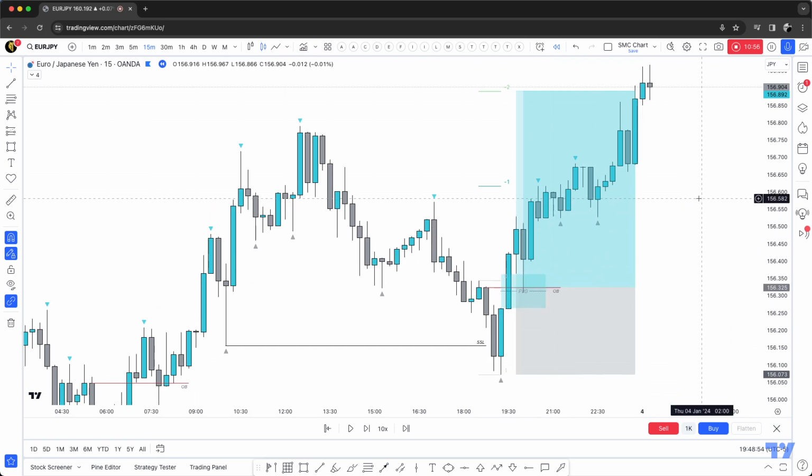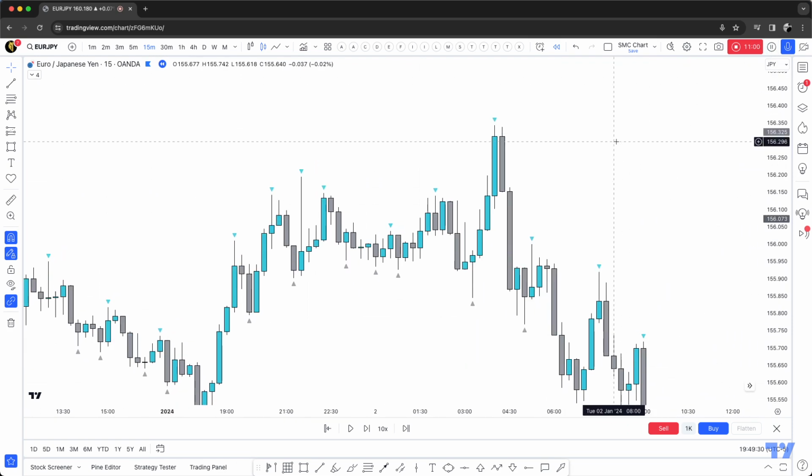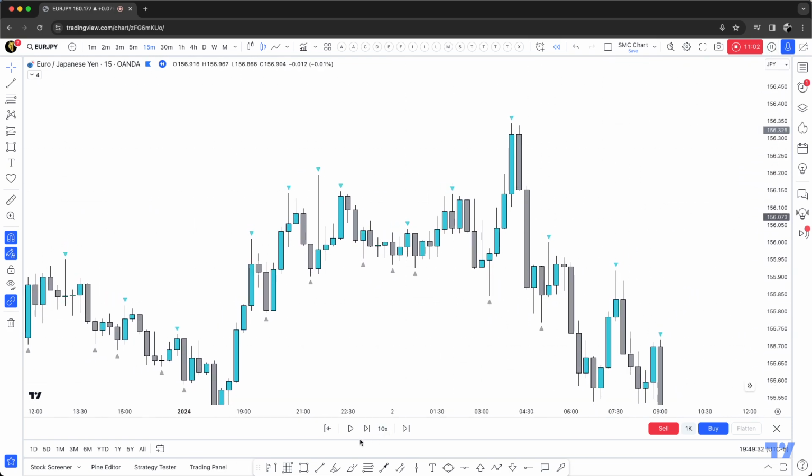All right, let me see if I can get you another example. This one right here, I'm just going to leave it as it is. You can kind of see, sometimes we are going to see one candle, sometimes it's going to be a series of candles. The order block is going to be a series of candles or one candle, right? Not necessarily has to be one, it could be a series or one candle.